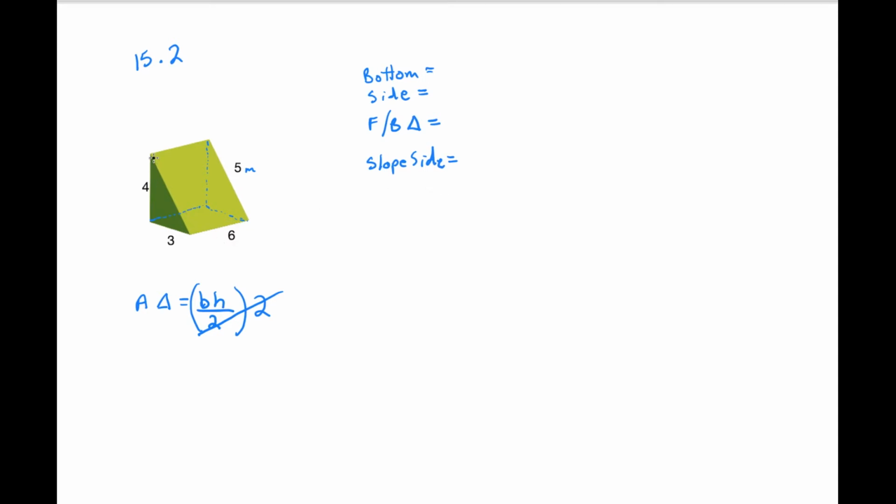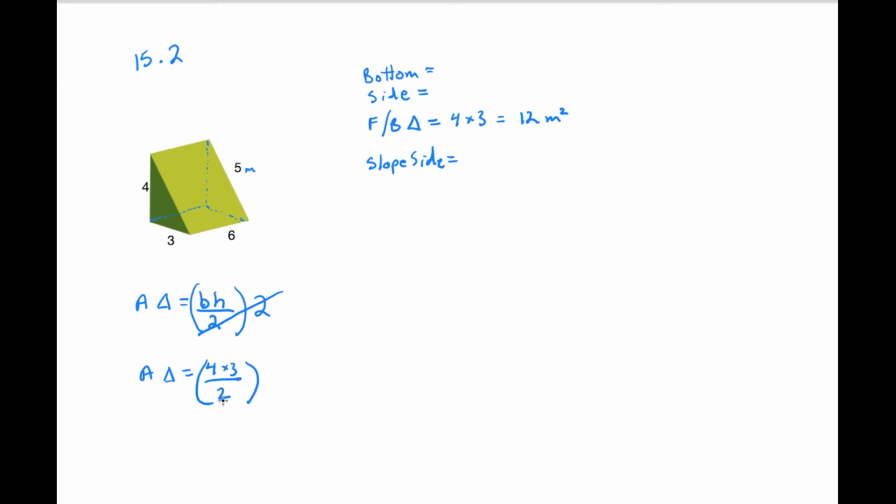So let's go and do that right now. So our front and our back is 4 times 3. So 4 times 3 is going to equal 12 meters squared. We don't have to divide it by 2. We don't have to multiply it by 2. And just to show you that that's correct, I'm going to go ahead and solve it like that. That would be 4 times 3 divided by 2, okay, would be the area of the front triangle.